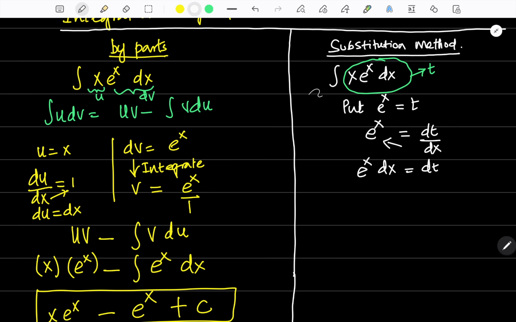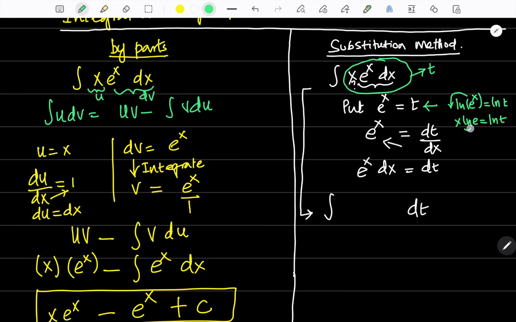Now go back to the integral. Integral e power x dx becomes dt. And what is your x? That's a question mark. x is locked inside e power. Whenever x is locked inside e power, we will take ln both sides. ln e power x is equal to ln t. Using the logarithmic rule, this becomes x ln e is equal to ln t. What is the value of ln e? 1. So x equals ln t. This extra step you have to do, and because of that I followed integration by parts.